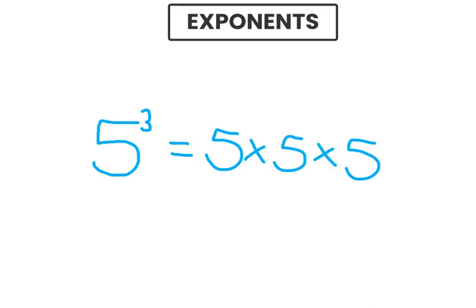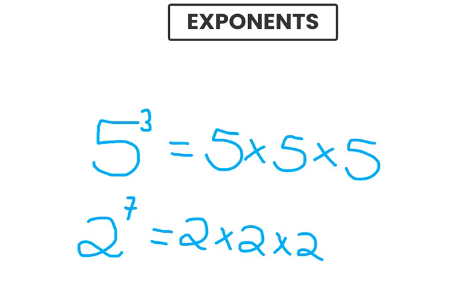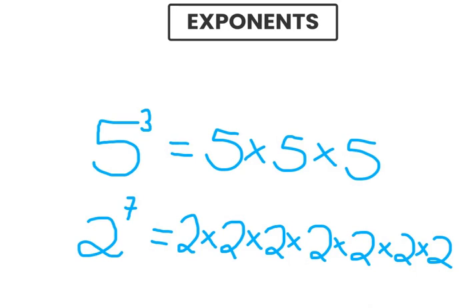Or if, for example, you were to have something like 2 to the power of 7, then that would mean multiply 7 2s together. So 2 times 2 times 2, and so on. And so you have 7 2s, 1, 2, 3, 4, 5, 6, 7. 7 2s being multiplied together. So that's what the definition of an exponent is. It tells you how many of a particular number to multiply together.